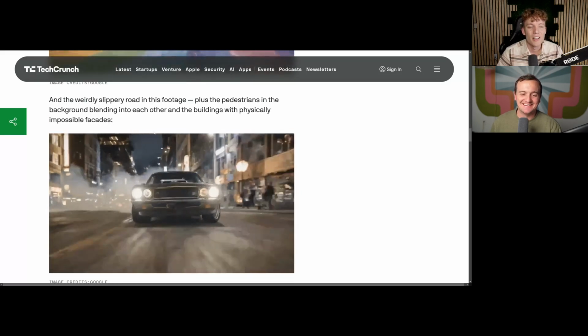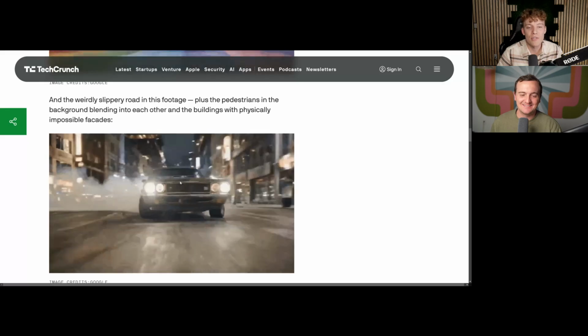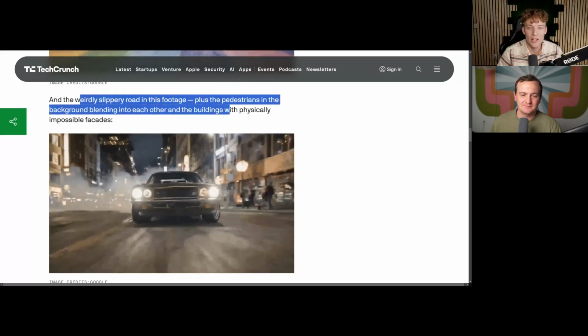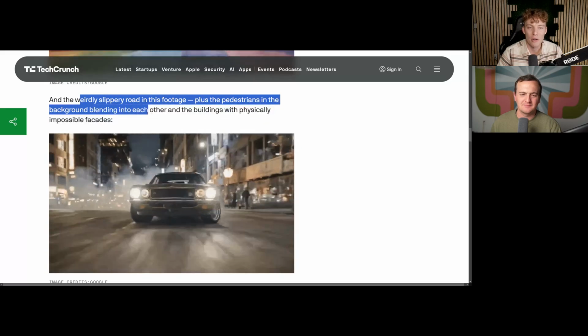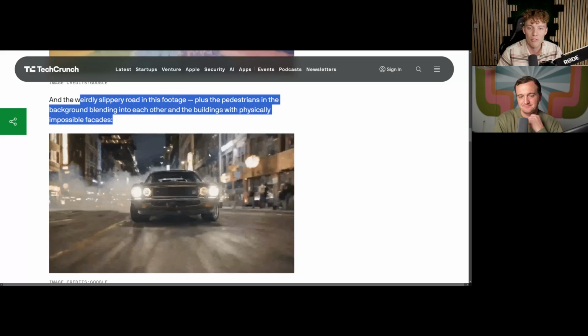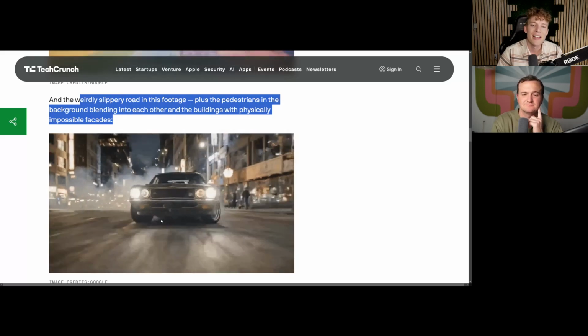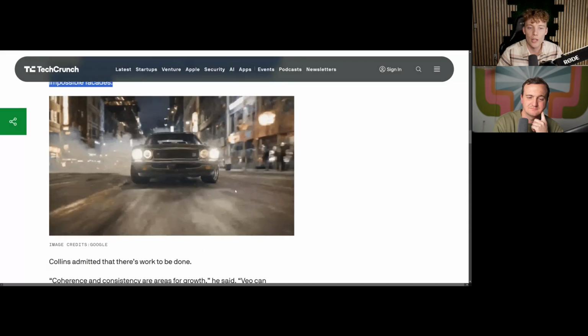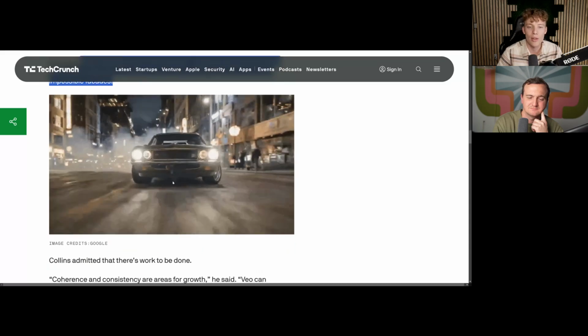But TechCrunch did note that they have this video of a car driving, and they said that it is a weirdly slippery road in the footage. Also, the pedestrians in the background are kind of blending into each other, and the buildings were physically impossible facades. So there are definitely some issues that they haven't solved. I think it's impressive that they're working on it. They are building some cool stuff. This is Google. They have a lot of money.